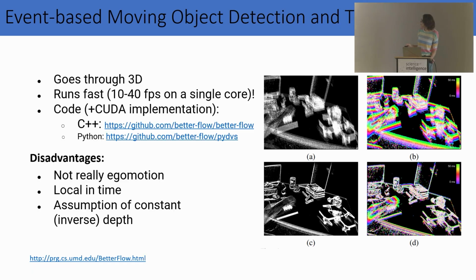And the advantage was, well, it was running very fast, even then, at 40 frames per second on a single core. The CUDA implementation there, but the first work wasn't really doing ego motion. It was doing a simplified ego motion model. Basically, when you take this down, it assumes the depth is constant.